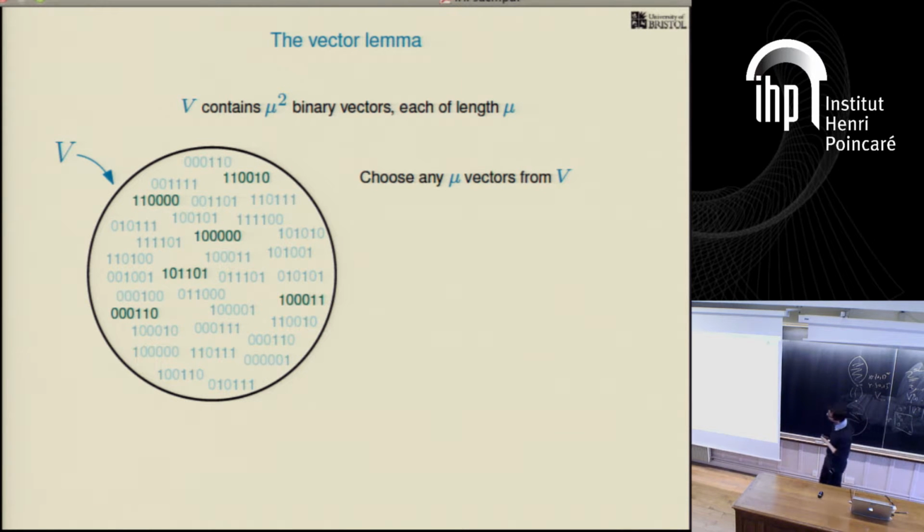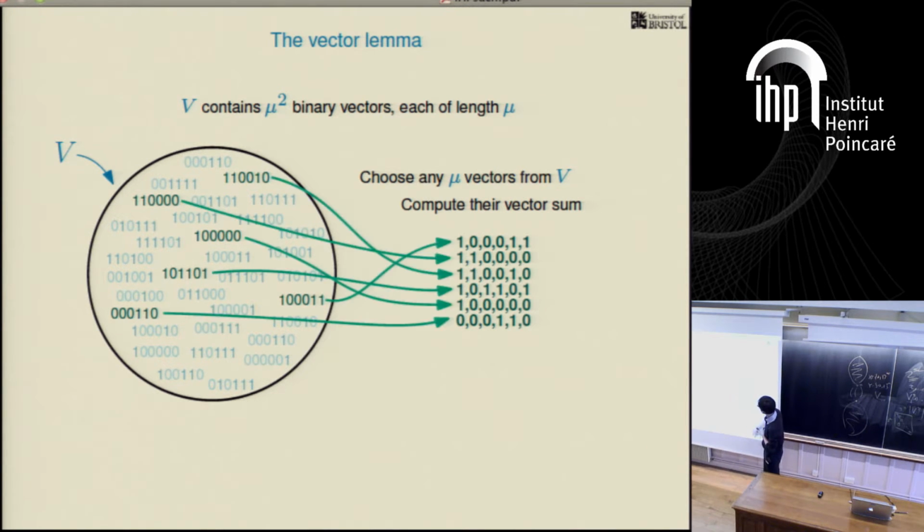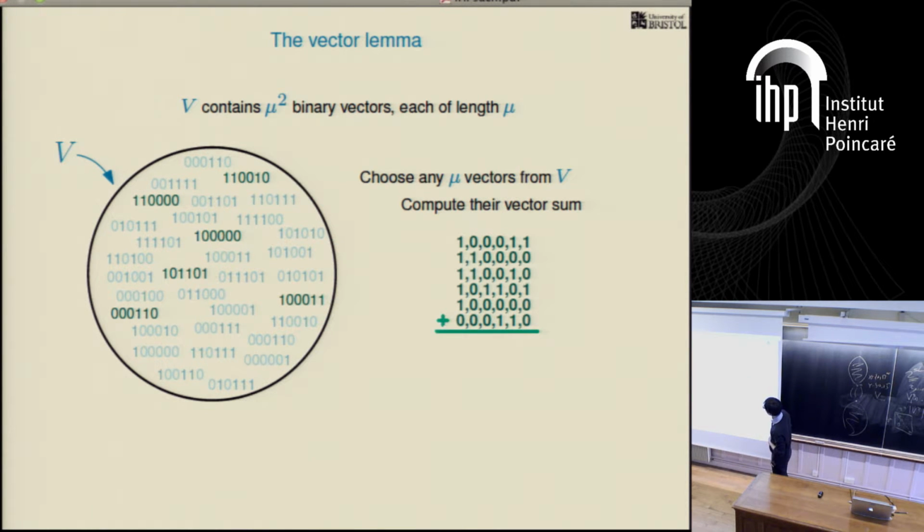I've picked these ones. I take them and I compute their component-wise vector sum. So I write them out as vectors, and like that, just drag them all out. And then I sum these things up. Good. 5, 2, 1, 2, 3, 2. There's no mods going on in here. There's no carrying. I've just added the components up.